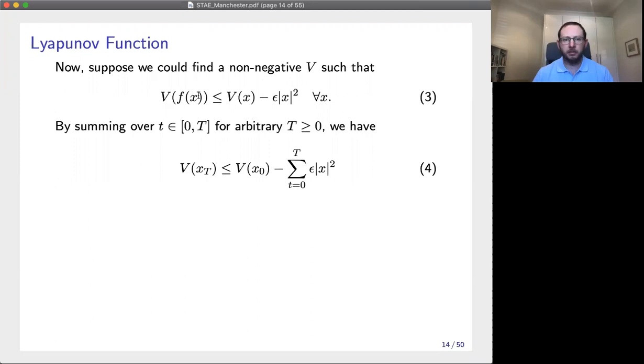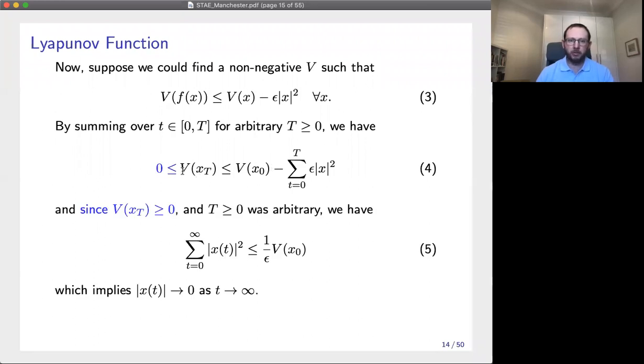Then if we sum this relationship over some finite time sequence, basically we get here on the left-hand side V of x_t plus V of x 1, 2, 3, and so on up to t. And on this side, V of x 0, 1, 2, and so on up to t minus 1. And so most of those cancel. All that we're left with is the last x of t on the left-hand side and the first x of 0 on the right-hand side. And then we subtract the summation of all of these epsilon x squareds. And since we have enforced that V is non-negative, we know that this part here is greater than or equal to 0. And also, since capital T was arbitrary, this also holds as we take t going to infinity. And then we can rearrange things a little bit, and we just get this.